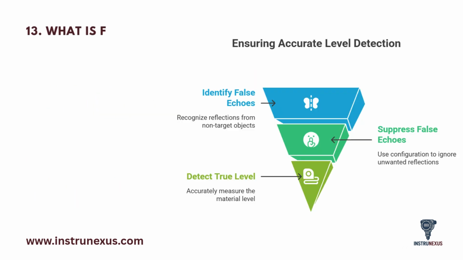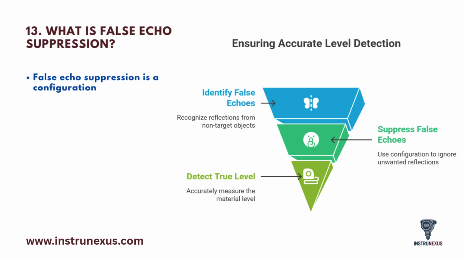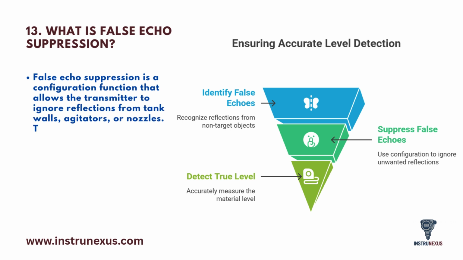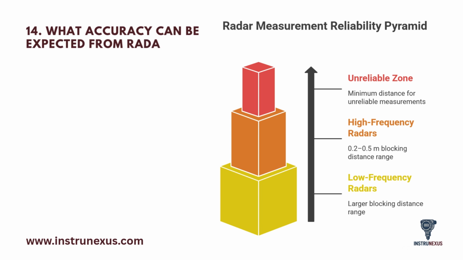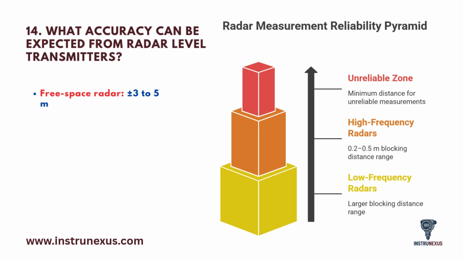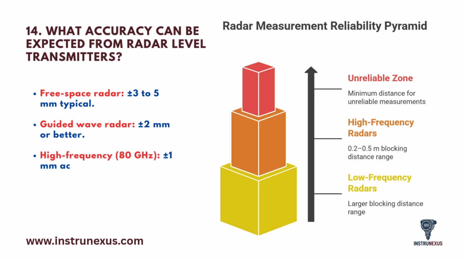What is false echo suppression? False echo suppression is a configuration function that allows the transmitter to ignore reflections from tank walls, agitators, or nozzles. This ensures accurate detection of the true material level. What accuracy can be expected from radar level transmitters? Free space radar: plus or minus 3 to 5 mm typical. Guided wave radar: plus or minus 2 mm or better. High frequency, 80 GHz: plus or minus 1 mm achievable in many cases.